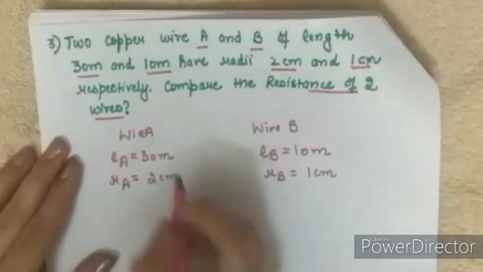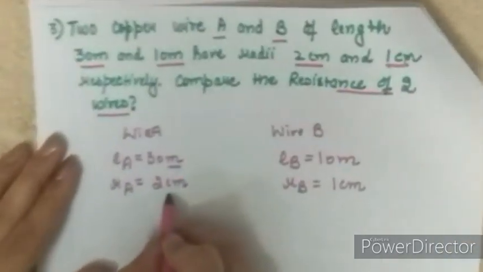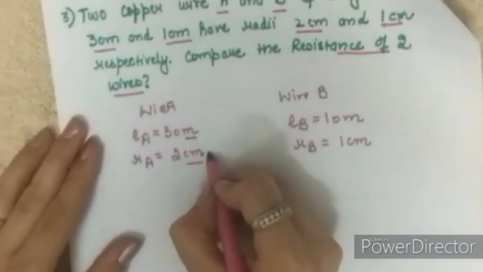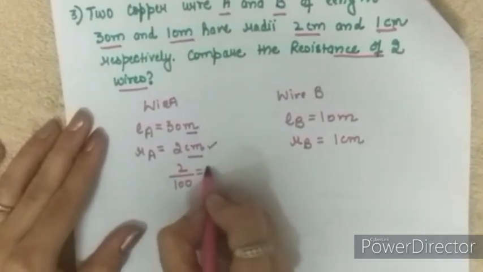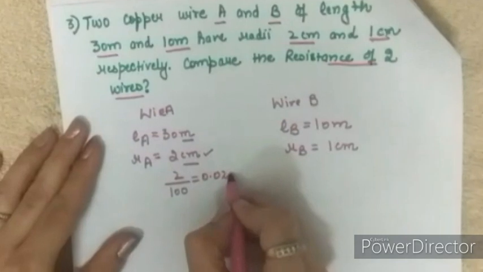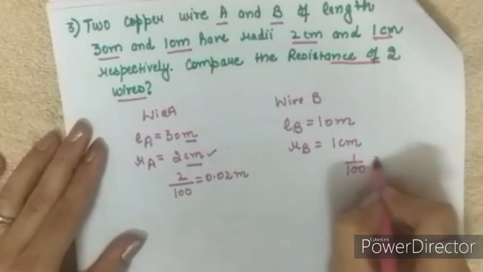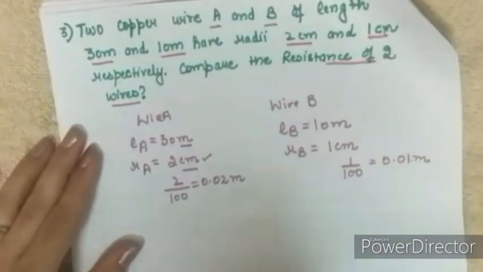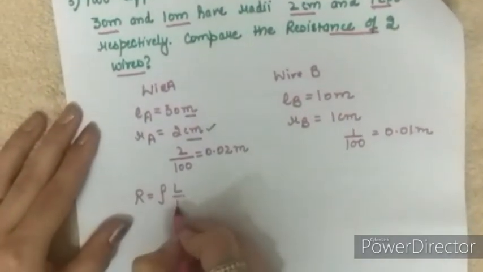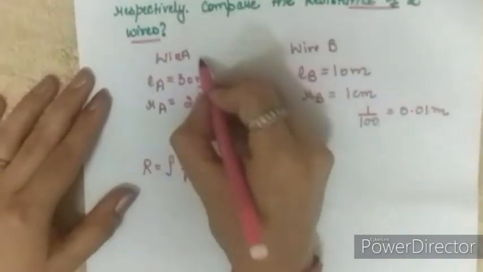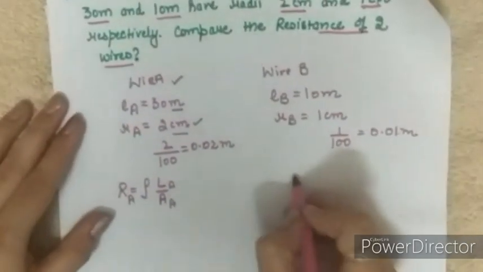So the first thing we keep in mind is the uniformity of units. Here length is in meters and radius is in centimeters. So first we convert centimeters into meters by dividing 2 by 100. So this will become 0.02 meters. Similarly, 1 upon 100 is 0.01 meters. Now we will use the formula R is equal to rho L upon A. Now I use this formula for wire A, so just write A with every element. Similarly with B.